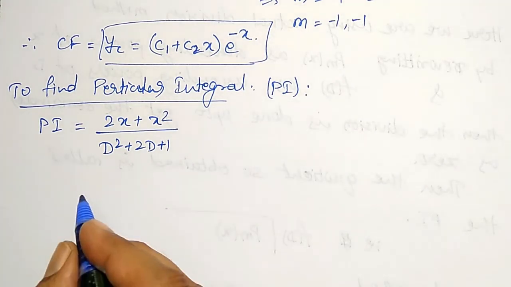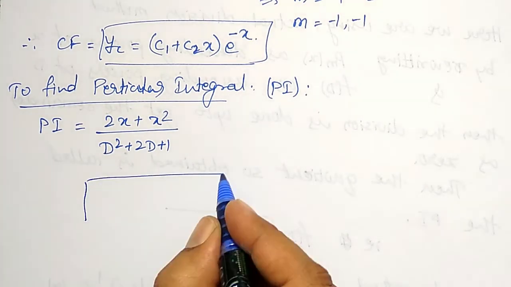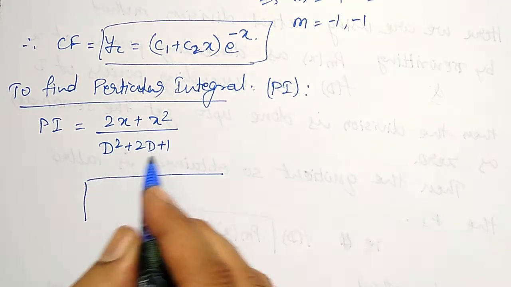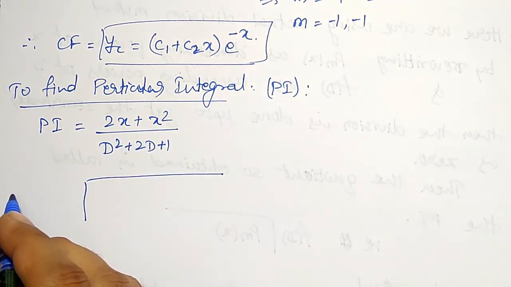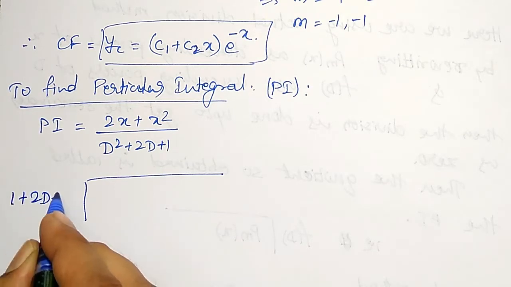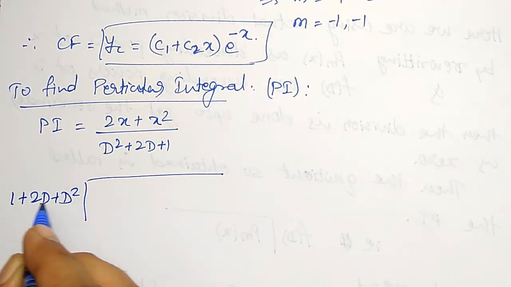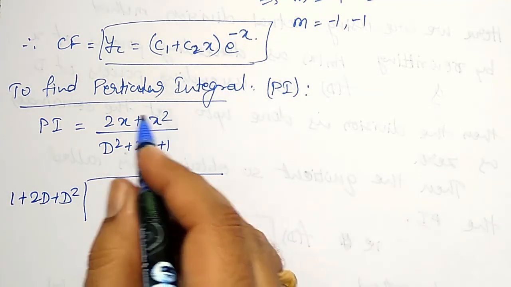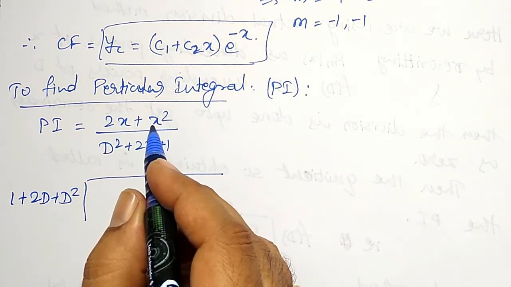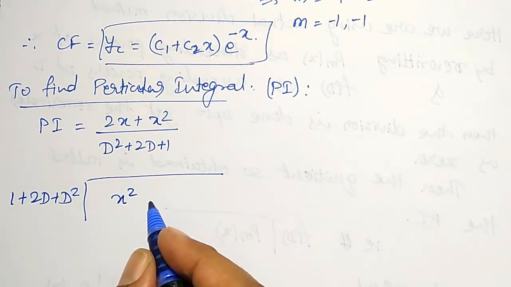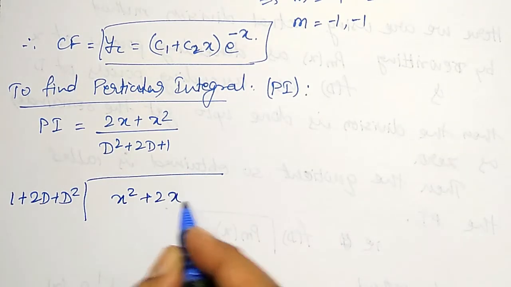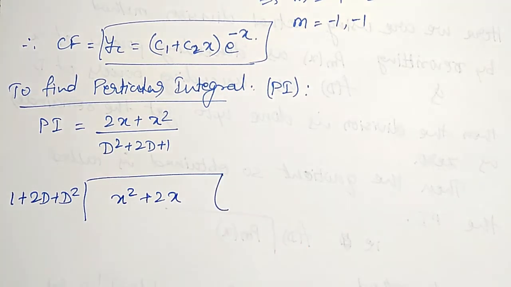In the actual division method, while writing the denominator I have to write it in ascending powers of d, that is 1 plus 2d plus d square. The powers of d go on increasing, ascending powers, whereas 2x plus x square we have to write in descending powers of x, that is x square plus 2x. This one we have to do actual division.